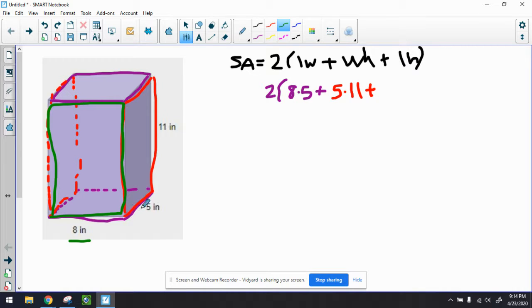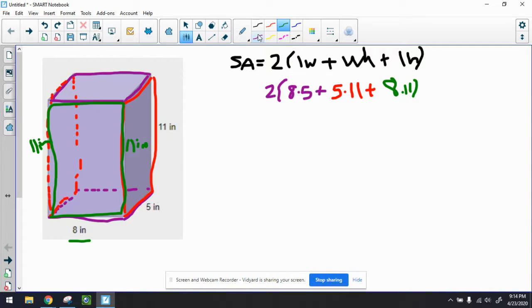Since this is a rectangle, that's 5 here, that means this side's 5. And since this long side is 11, the height's 11, that also means this side is 11 inches as well. And that also means that the side of this rectangle is 11 inches. So that helps us to get the area of this rectangle of 8 times 11.